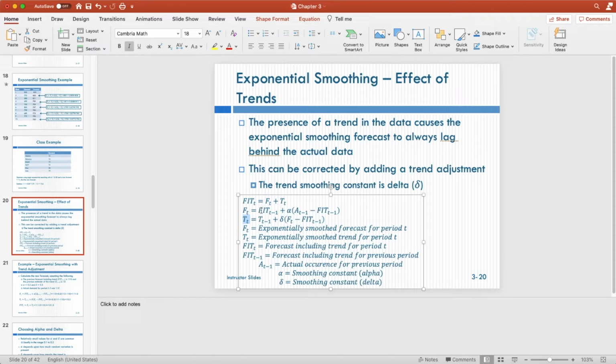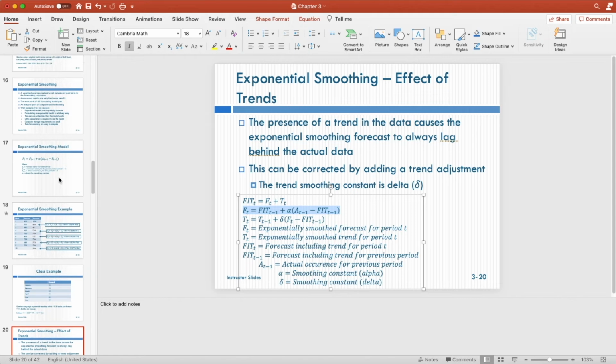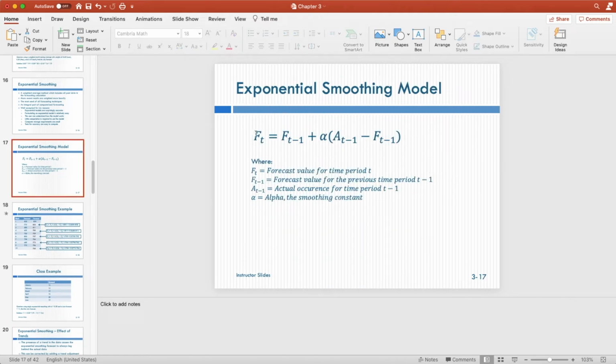So first of all, let's look at this equation. The forecast after incorporating trend at period t, FIT(t-1), plus the adjustment coefficient times the actual market demand in period t-1 minus the forecast after incorporating trend at t-1. You see, this equation looks very similar to what we just saw right here.